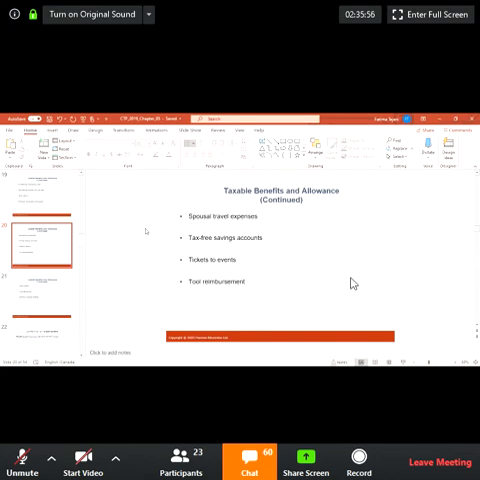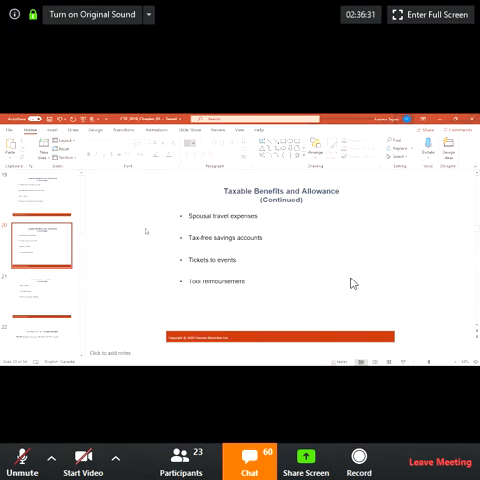Tickets to events. Whether a ticket is a taxable benefit for the employee depends on whether the ticket is provided for personal or business use. If an event ticket is provided for business use, like you enter an event and do some marketing, or you provide supervising and managing of the event, in that case it is not considered a taxable benefit. However, if it's provided for personal purposes, it is considered a taxable benefit included in your T4, and EI and CPP are also included.